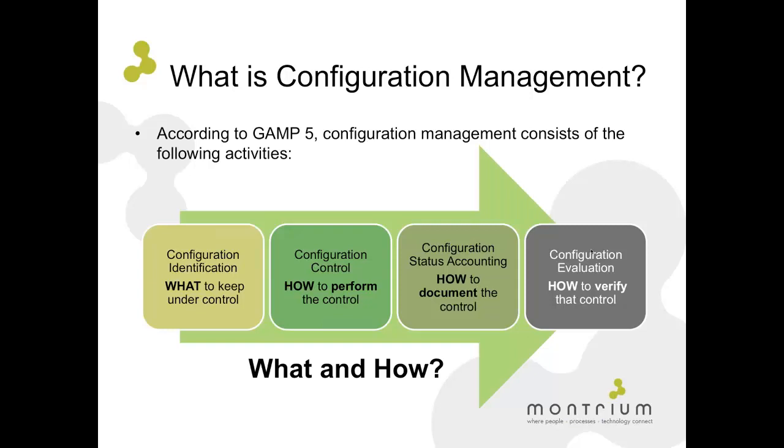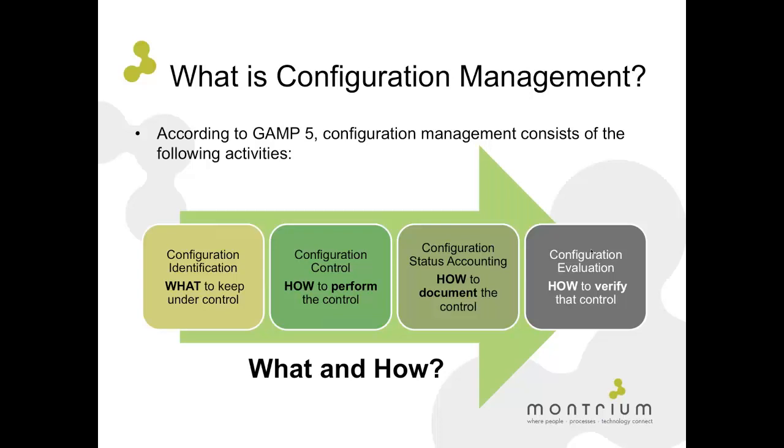So first of all, configuration identification. So what do we have to keep under control? And then afterwards, configuration control itself. So how do we actually perform that control? Configuration status accounting. So how to document that control. So what documentation do we need to produce? And then finally, configuration evaluation. So how do we verify that the control is in place? So essentially, we need to clearly define the what. So what are we maintaining under configuration control, and how are we going to maintain it?